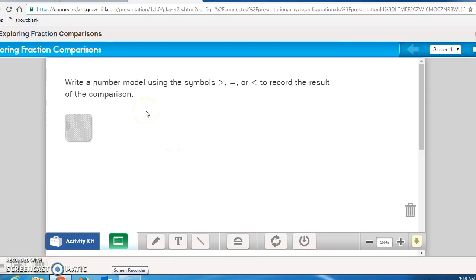Write a number model using these symbols to record the results of the comparison. And this is what's looking at your 4/5 was greater than 3/5. Remember, the end that is open, the larger end, goes to the larger number.